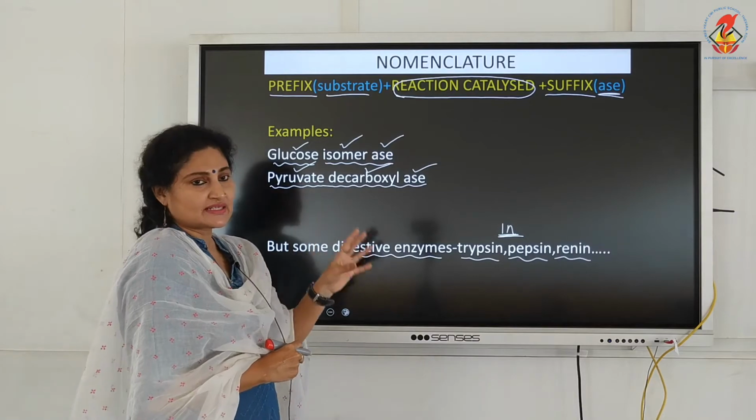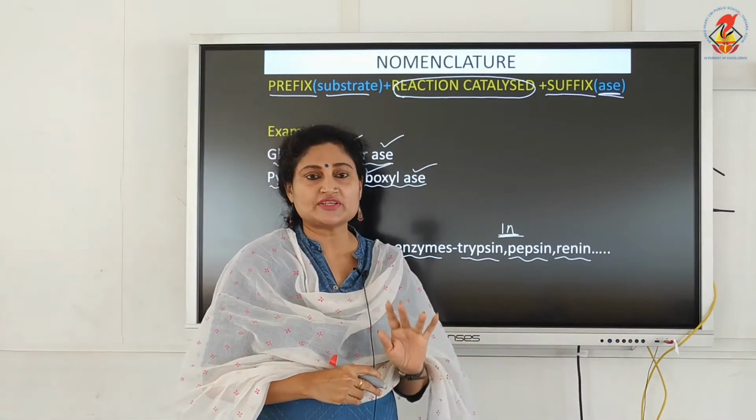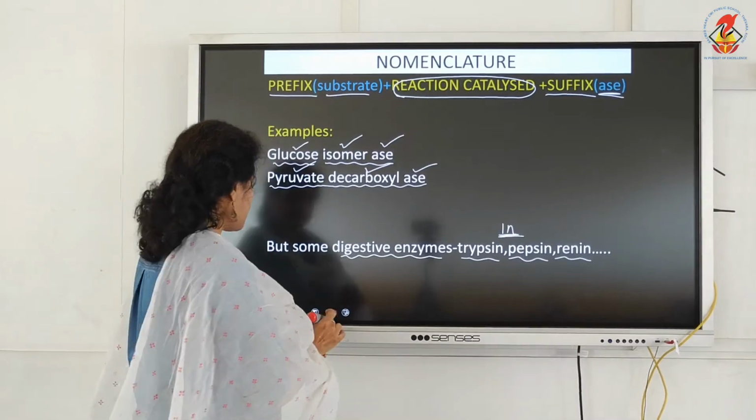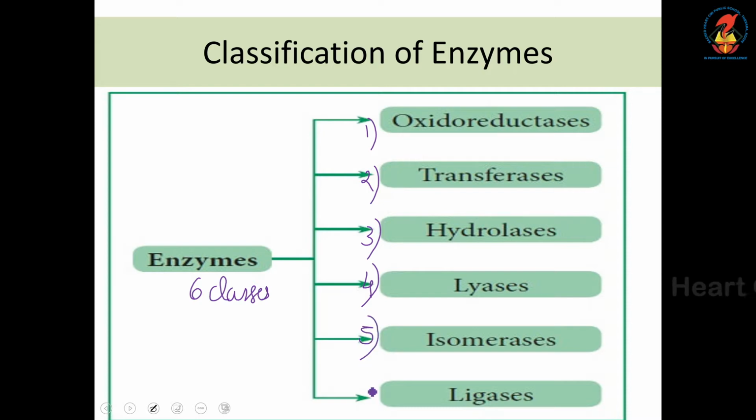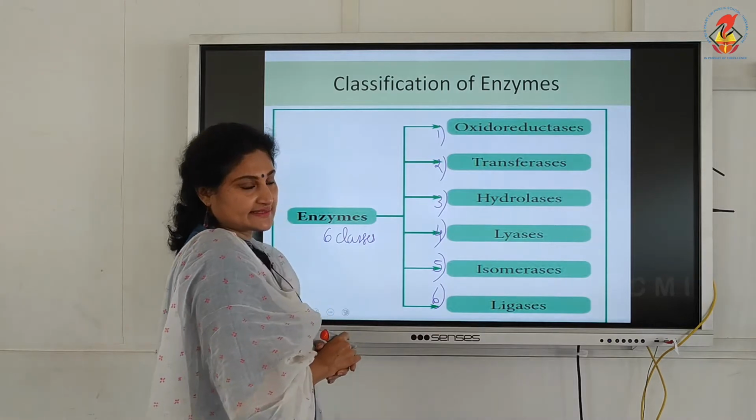So, that is all about the nomenclature. It is very simple with three parts: prefix, middle name, and suffix. Now, let us move on to the classification of enzymes. Enzymes are broadly classified into six classes. The first class are oxidoreductases, second transferases, third hydrolases, fourth lyases, fifth isomerases, and the sixth class ligases.